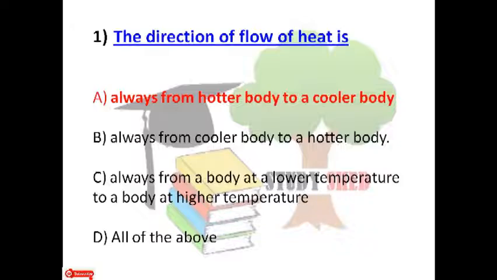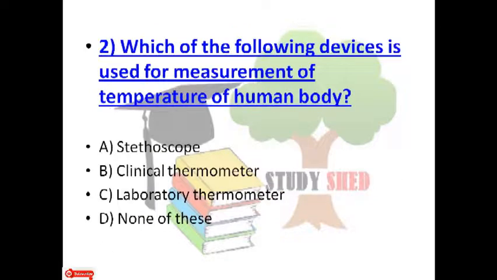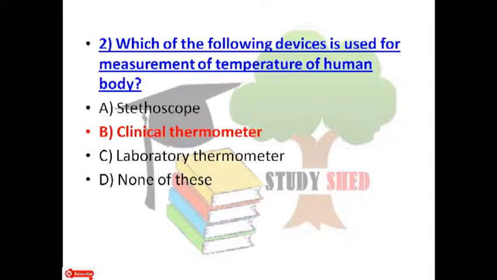So next question. Which of the following devices is used for measurement of temperature of the human body? This question should be guessed correctly by all students, and I'm sure most of my students are smart enough to get this answer correct. I'll give you 3 more seconds. Okay, let the answer be revealed. So the answer is clinical thermometer. It's a very simple answer. I'm sure that most of you got it correct.